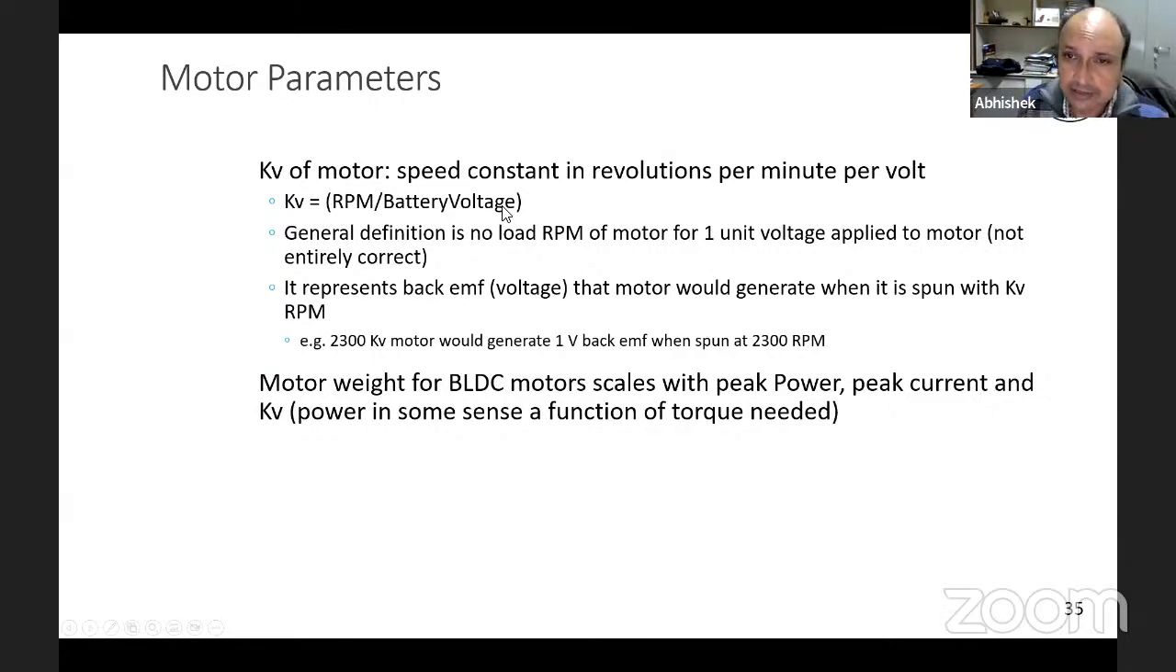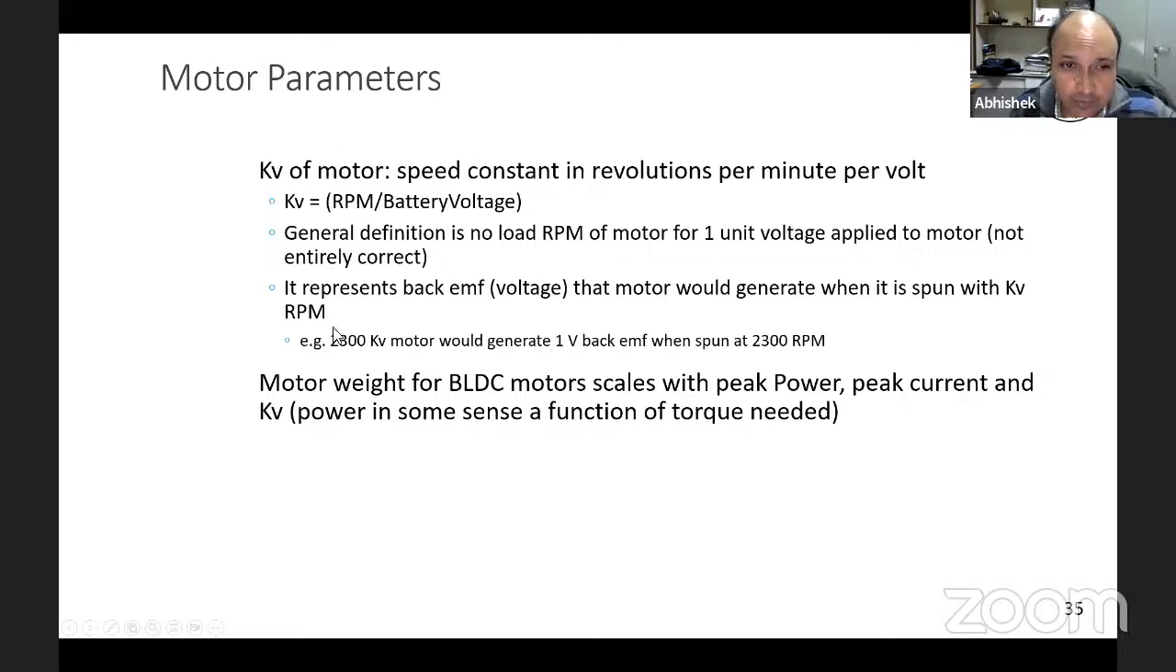But then this is not entirely correct. Because with your BLDC motors, your RPM is not a function of your voltage. I can give any voltage, but my RPM is actually controlled through PWM signals. So the general definition is the no-load RPM of the motor when 1 unit voltage is applied to the motor. But that is not entirely true, because that doesn't change the RPM.